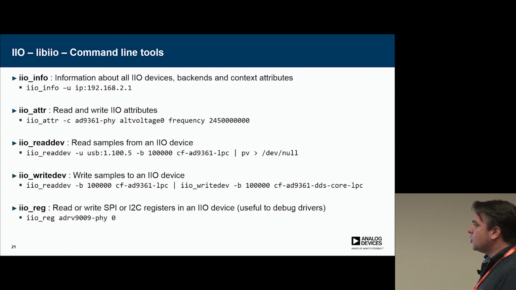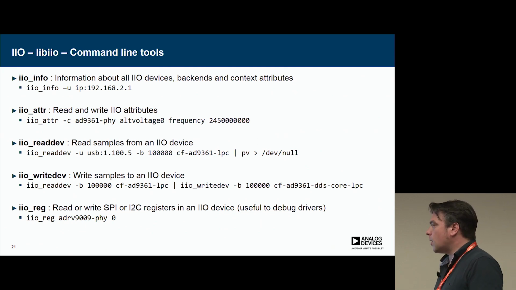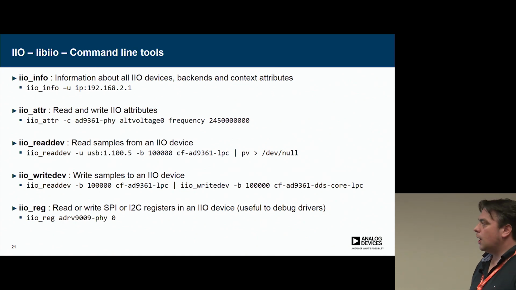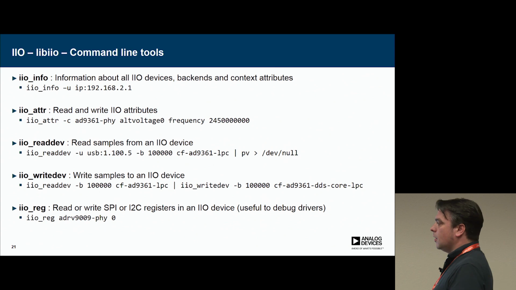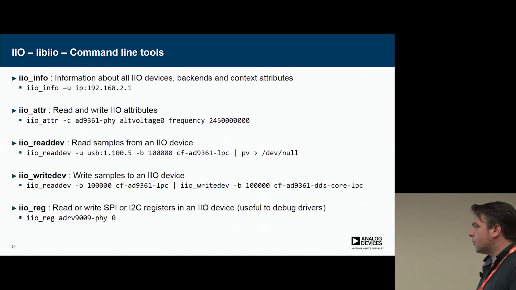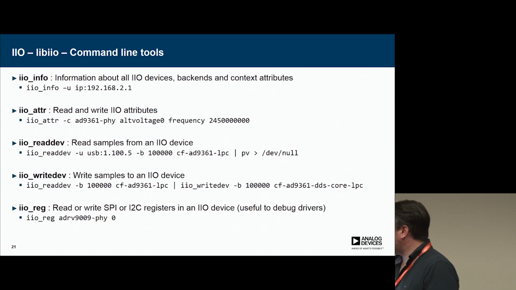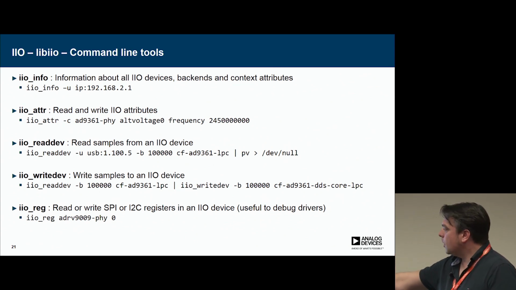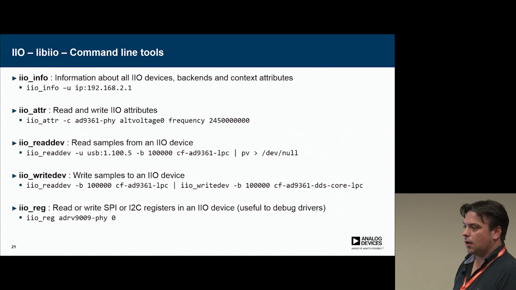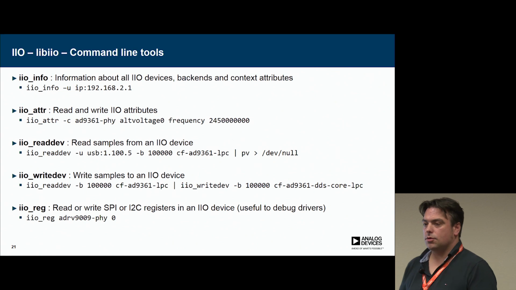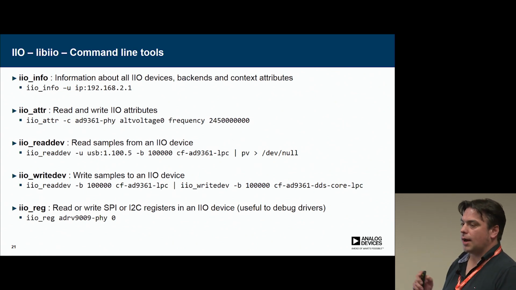With libiio, there are a couple of tools: iio_info, iio_attr, which allows you to read and write attributes of channels, or in general of all devices. Then there's a tool iio_readdev and iio_writedev, which is basically used to stream data to or from the device. So you can do a basic loopback over here, iio_readdev, and then pipe the output into iio_writedev, which is a loopback. And then there's another tool called iio_reg, that allows you to manipulate device registers.